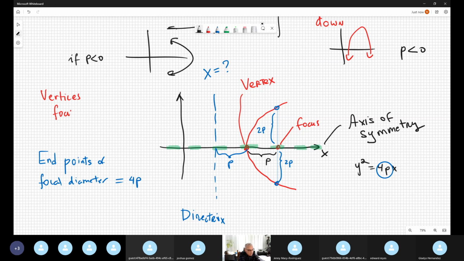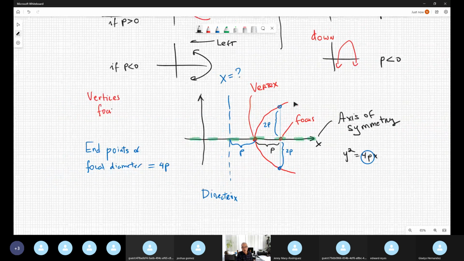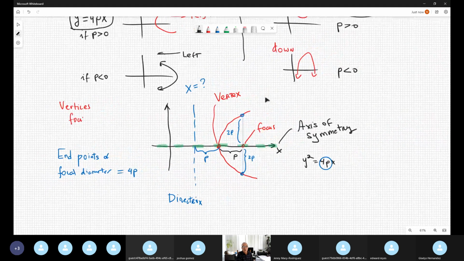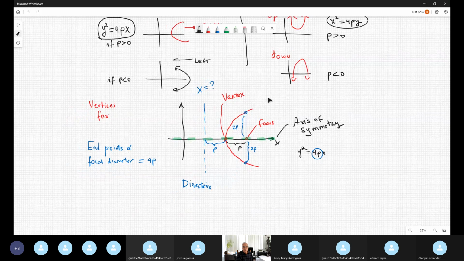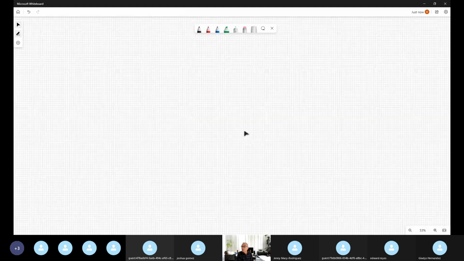Let's see examples. One, two, three, four examples of the parabola. Let me start with the easy, elementary one. Of course, we are using the script in Desmos I created for you. And that's it. Any questions about the important information that we need to plot the parabola?